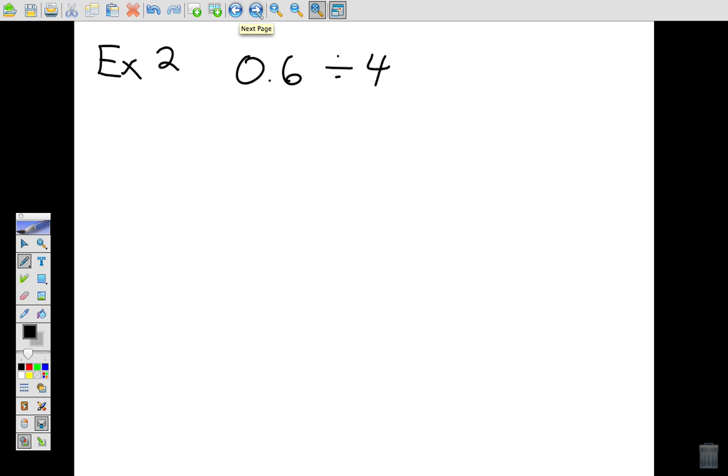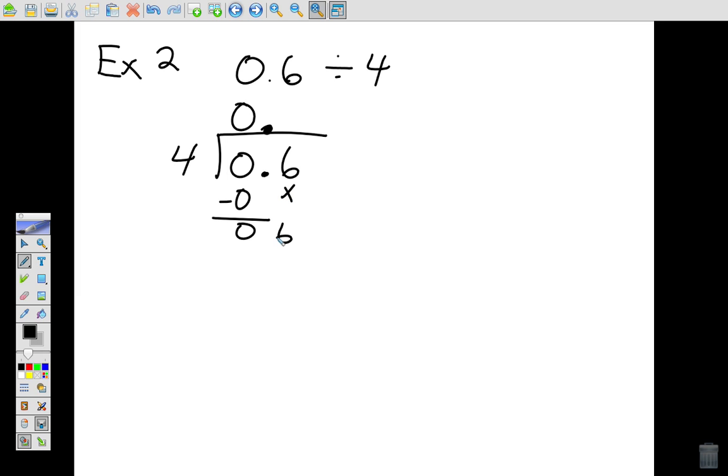All right, let's take a look at example 2. Now, I'm going to write it the traditional division way. So 0.6 divided by 4. Move the decimal straight up. Let's see, 4 goes into 0 times. Bring down. 4 goes into 6. Will it go? It'll go once. Will it go twice? No, because 2 times 4 is 8. That's over my limit. So once is 4. 1 times 4 is 4. Now subtract, and I get a remainder of 2.